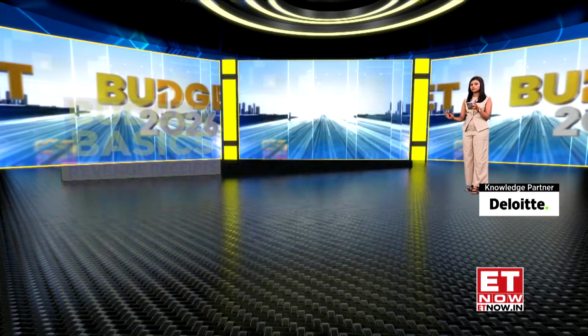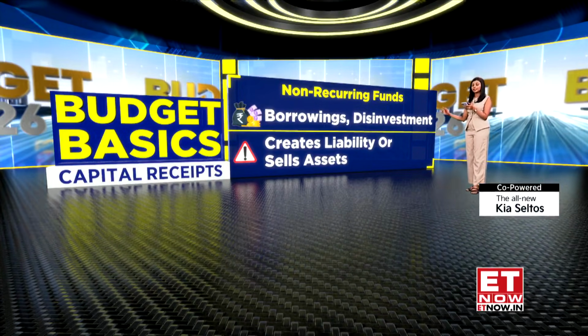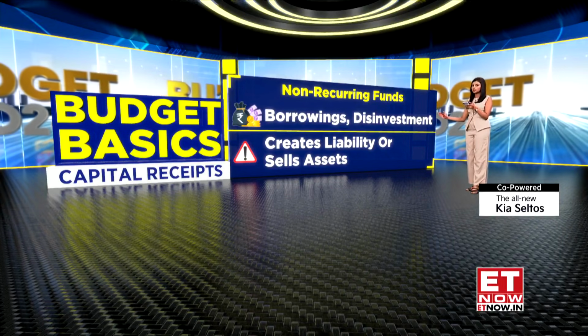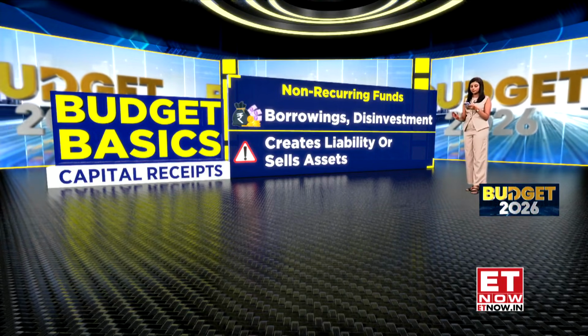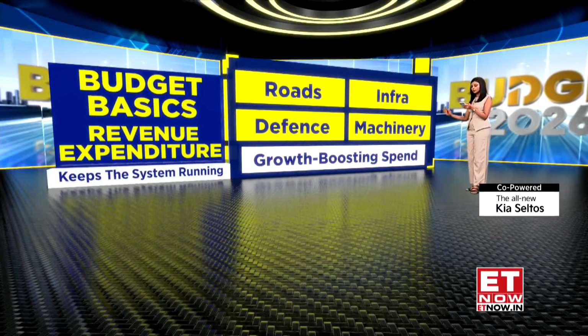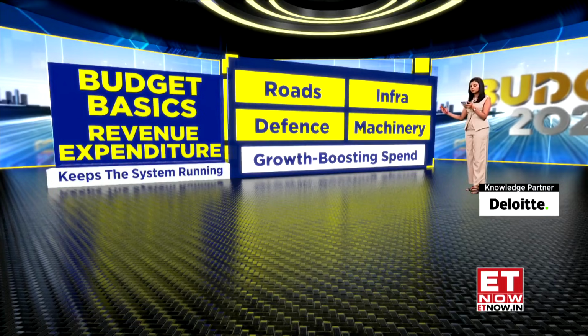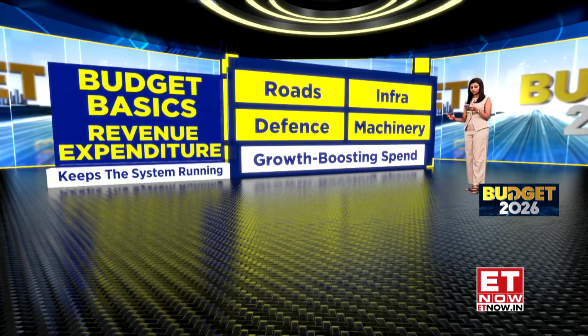So tax and non-tax revenue are both part of revenue receipts. On the flip side, let's understand what capital receipts are. These are non-recurring funds received by the government that either create a liability or reduce assets. They could be government loans or disinvestment proceeds, for example. Next up, let's understand what government capital expenditure is. It is money spent on creating or acquiring long-term assets, could be roads, buildings, machinery, defense, and the infrastructure of the country.